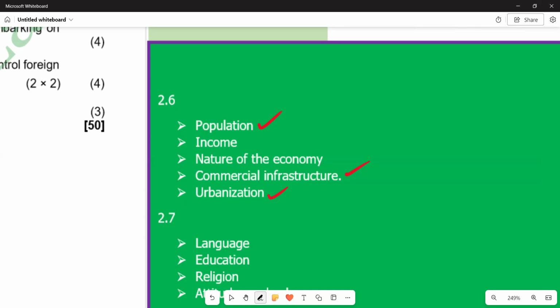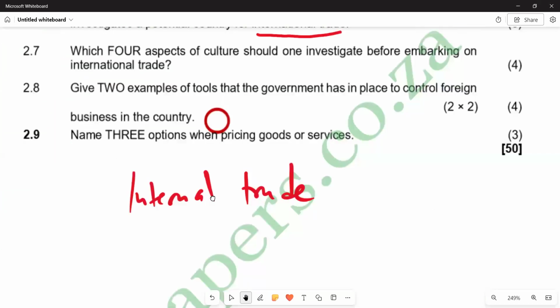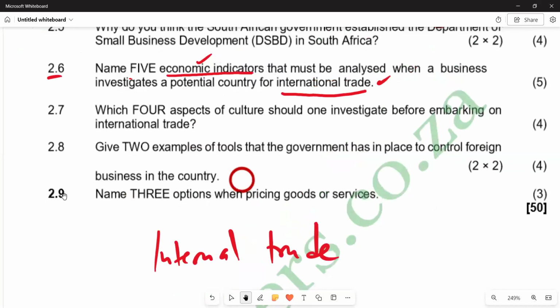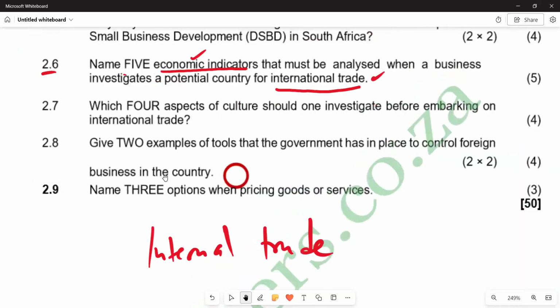So we can go to the next one, which is now 2.7. Let's see what the question is saying. It reads: which 4 aspects of culture should one investigate before embarking on international trade? We've also got key terms in the question that we want to understand before we answer it. In this question, we have the term culture that we might also need to understand.